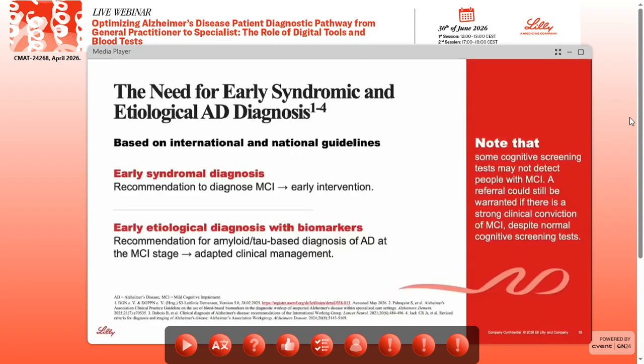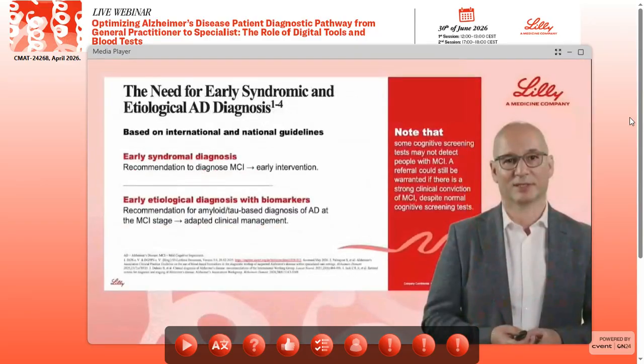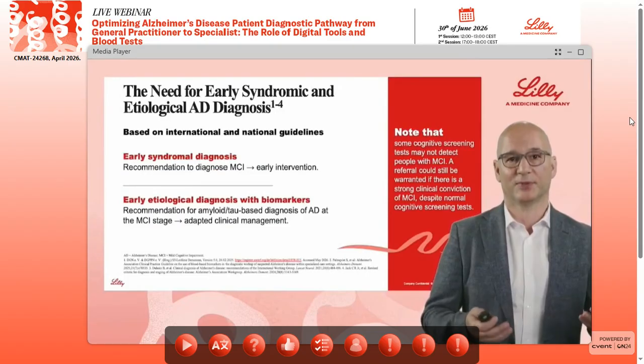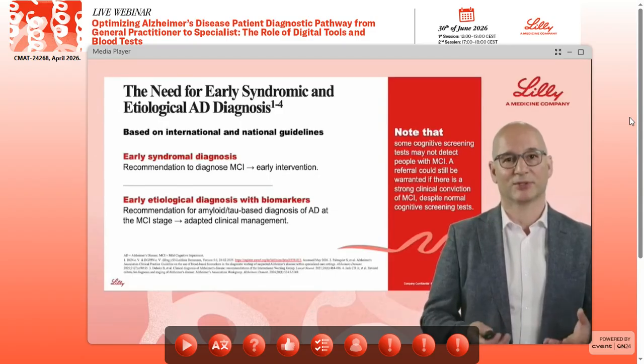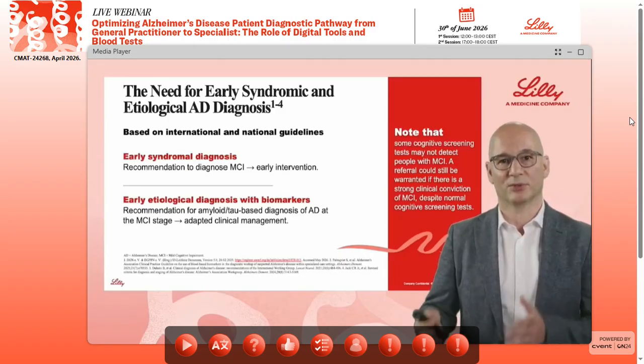This situation is contrasted with the acknowledgement from national and international guidelines that there is really a need for early syndromic and etiological diagnosis. So the German guidelines, I think, have been quite spearheading in this, in that they said if somebody comes with a potential diagnosis of mild cognitive impairment, it's really recommended to establish the diagnosis or rule it out.